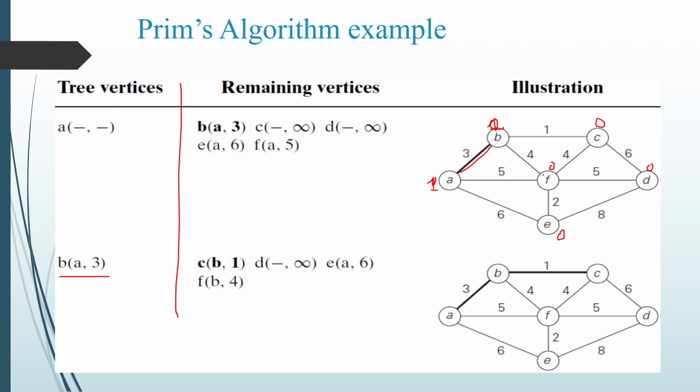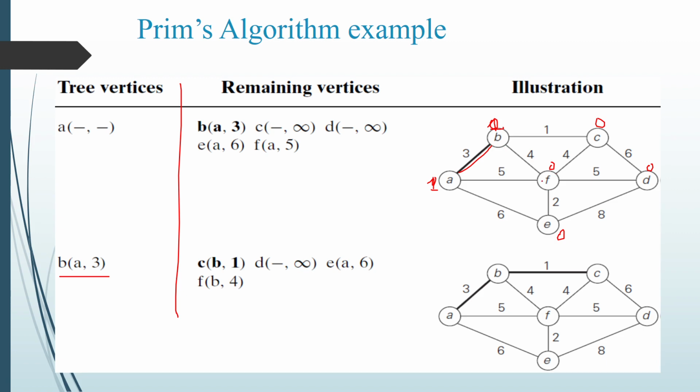Next F. See, this F is adjacent to B, which you already visited, and A, which you also already visited. In this situation, if F is adjacent to more than one vertex which you already visited, among those two you have to compare the edge weights. Whichever edge connects the visited vertex with minimum weight, that one you have to select next.